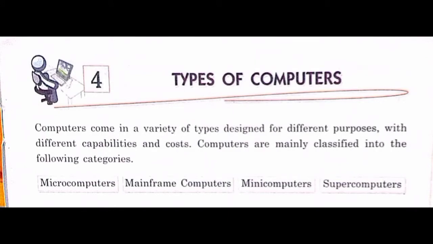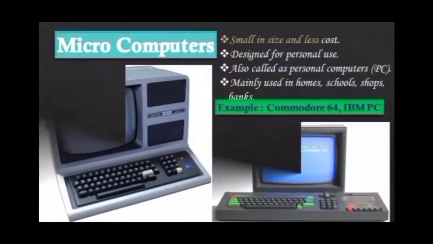Computers come in a variety of types designed for different purposes with different capabilities and cost. Students, there are different types of computer with respect to size, speed, storage capacity and cost. Computers are mainly classified into the following categories: microcomputers, mainframe computers, minicomputers and supercomputers. So first we will see microcomputers.